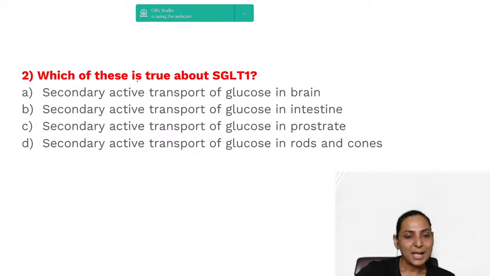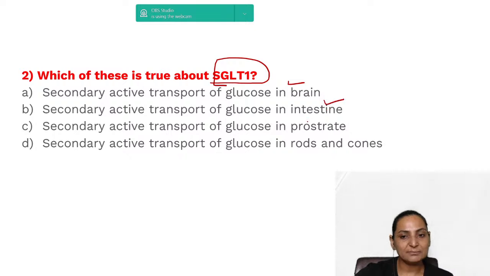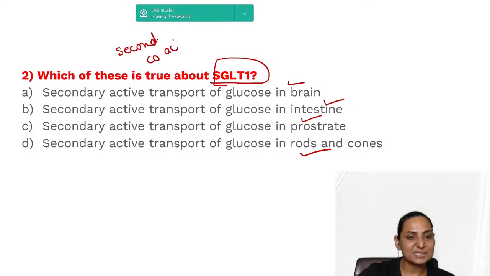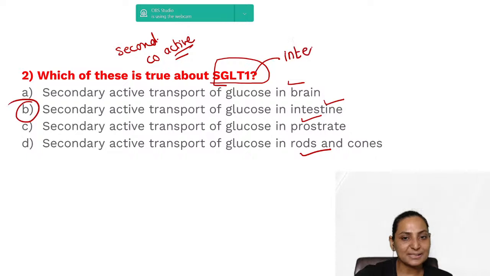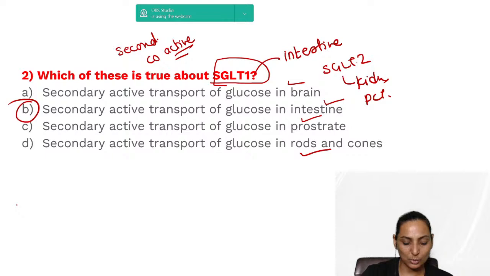Next one. Which of the following is true about SGLT1? It is a secondary active transport of glucose in the brain, secondary active transport in the intestine, in the prostate, or in the rods and bones. SGLT1. So again, it is an example of a secondary active transport mechanism. So the answer is 1. You have got SGLT1 which is present in the intestine, and you have got SGLT2 which is present in the kidney, in the PCT, responsible for the glucose reabsorption there.